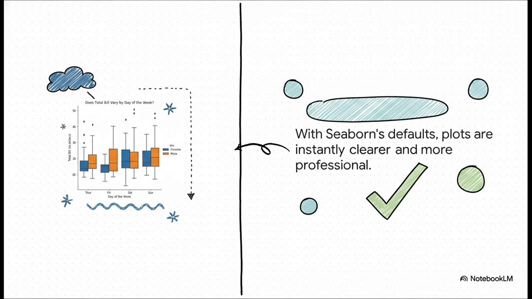This says it all. Just by importing Seaborn and setting the theme, every single plot you make after that automatically gets this clean, modern, and way more readable style. No extra work needed, just an instant, massive improvement.